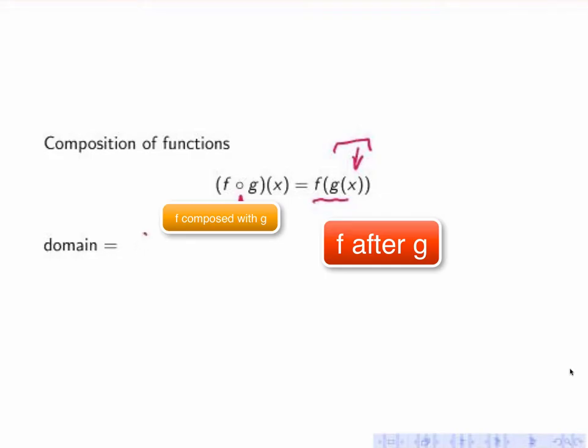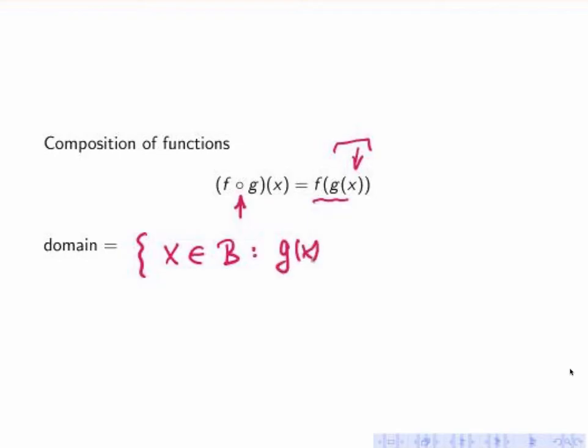Now the domain is interesting, right? First of all, you need to be able to substitute x into the function g. So we take x from the domain of g. But then in addition, g of x, whatever you get, must be able to be substituted into f. So g of x must be in the domain of f, which is A. So that is the domain of a composed function.